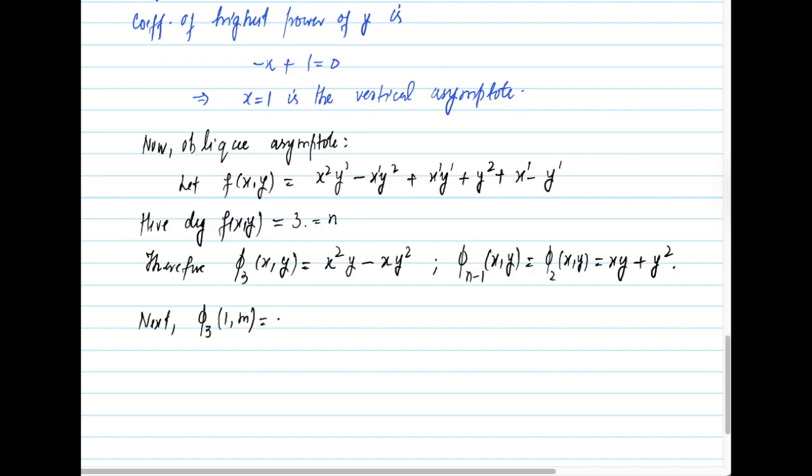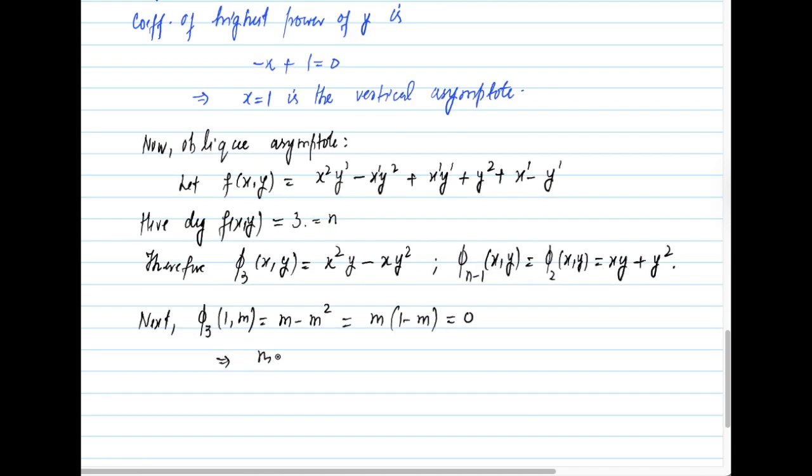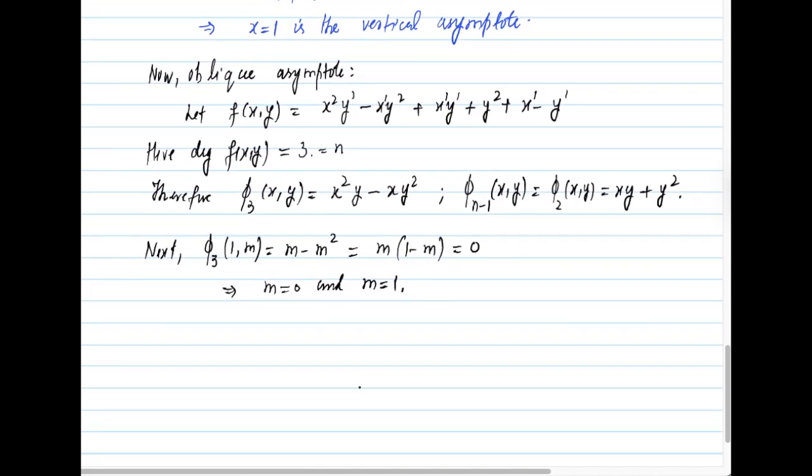तो हमें मिल जाएगा 1 square into m is m minus 1 into m square is just m square. And so this is equal to m into 1 minus m, and we have to equate this to 0. So this implies m is equal to 0. This gives m is equal to 0 and m is equal to 1. So now we have two values of m, so therefore we can get two oblique asymptotes. Now let's describe them one by one.